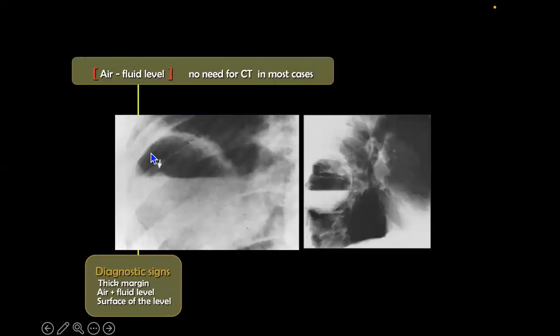So this is, again, we have an air fluid level at the lower zone related to the diaphragm, sorry, at the middle zone. Again, we look at the margin, we look for thickening of the margin, air fluid levels, we look for all these things.